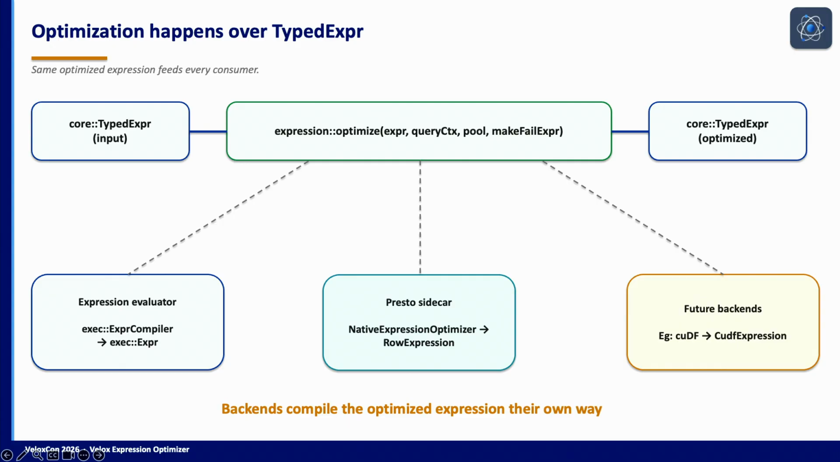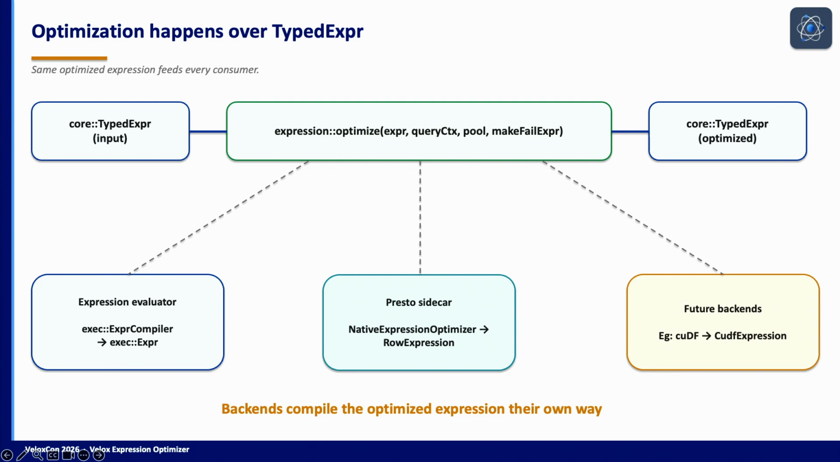Two parameters are important here. One is the query context, which allows users to pass in query-level configs like session time zone, etc. And the make fail expression parameter is essentially a function which allows developers to inject engine-specific failure handling semantics into the expression optimizer. So let's say a subtree fails during constant folding. You want to be able to specify how to handle that failure, and you can do that with the expression optimizer.